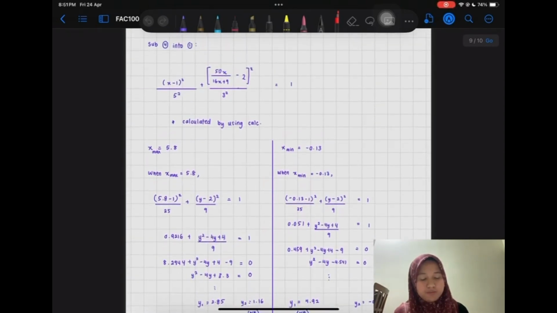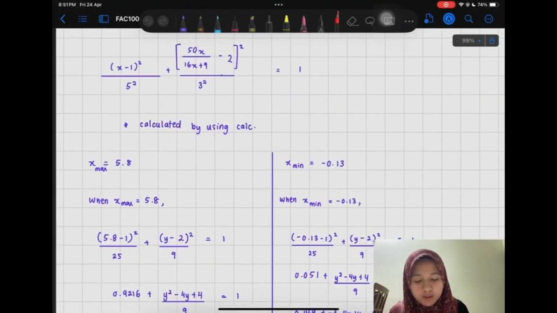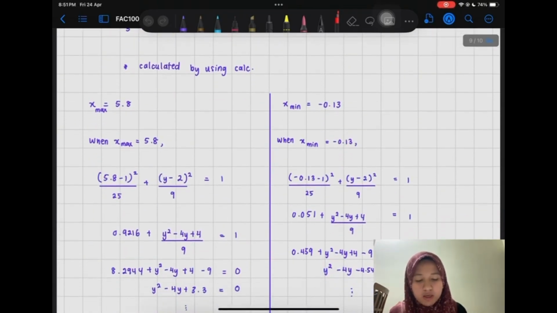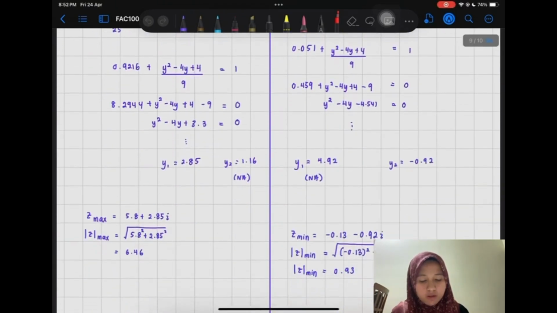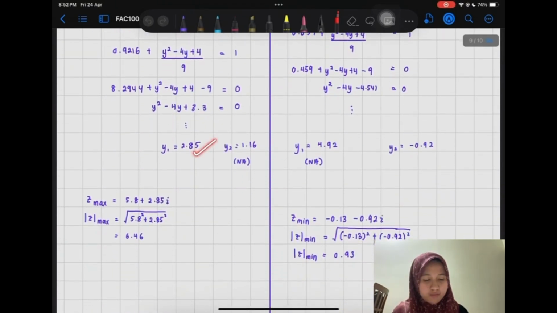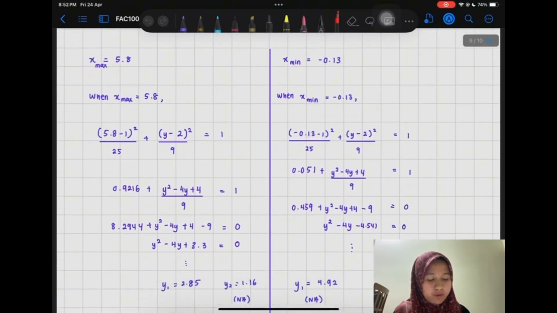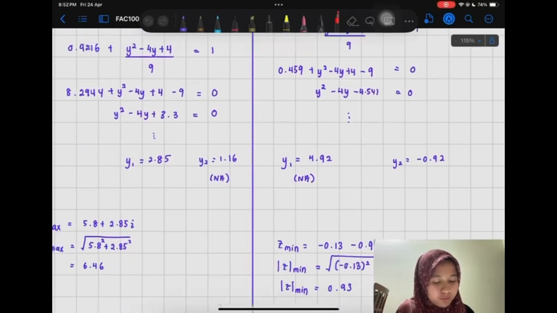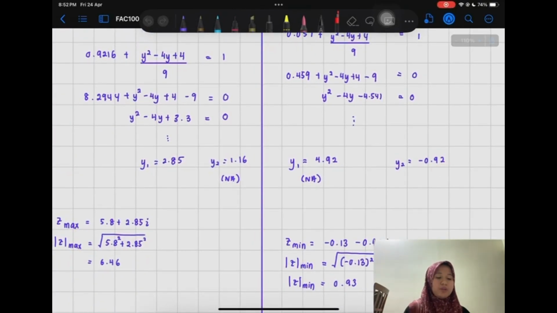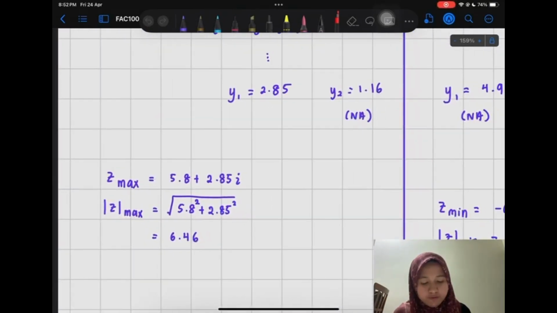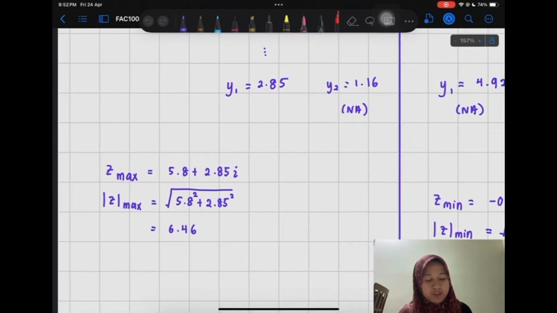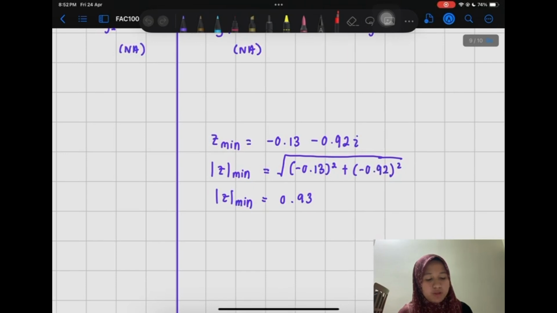Okay, after we do the expansion, we will get our x maximum to be 5.8 and our x minimum to be negative 0.13. Okay, so when x maximum is 5.8, we just substitute the value into our ellipse equation, and then we will get y to be 2.85. Okay, and then for the y minimum, we substitute the value of x minimum into the equation, and then we will get y to be negative 0.92. We know that our Z maximum is 5.8 plus 2.85i, and then the modulus of Z maximum is 6.46. For the modulus of Z minimum, we will get 0.93.